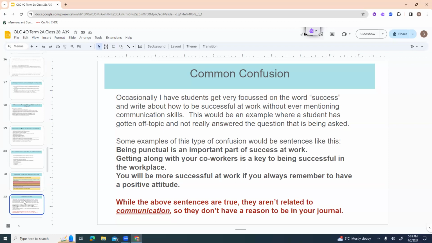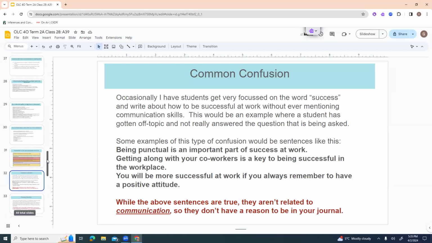Getting along with your coworkers is the key to being successful in the workplace. Yes. Now, if you were about to follow up with how good speaking and listening skills might help you do that, that one might be okay. You'll be more successful at work if you always remember to have a positive attitude. Almost certainly true, but unless you can tie that back into communication, those sentences don't have a reason to be in your journal. So don't look so much at the word success. Really, really, really focus on communication. How do your communication skills help you at work?